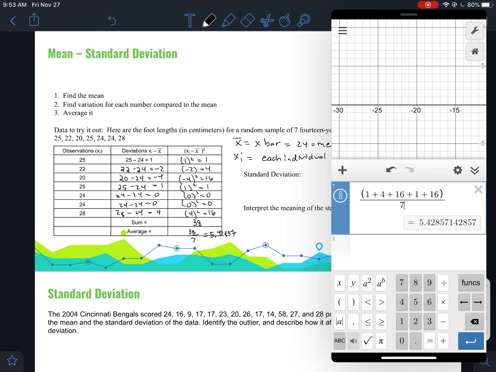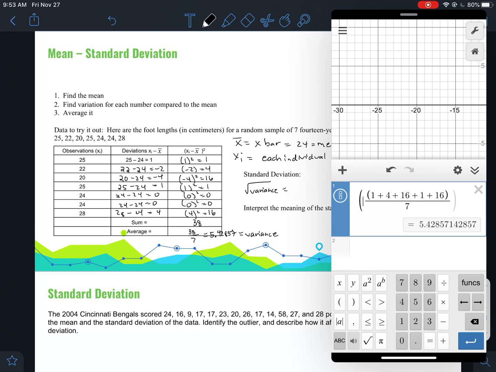All right, so that's called our variance. The variance of our data set is 5.42857. And now if you take the square root of the variance, you're going to get your standard deviation.